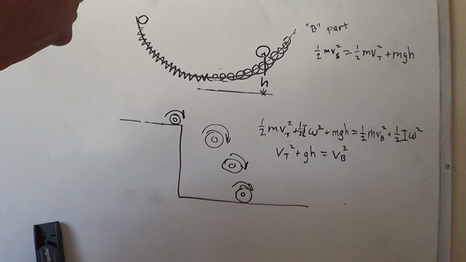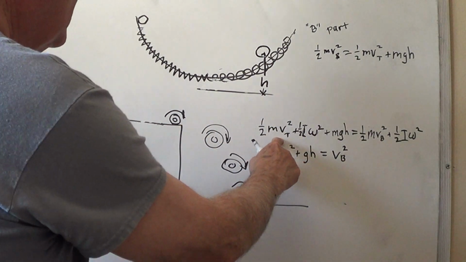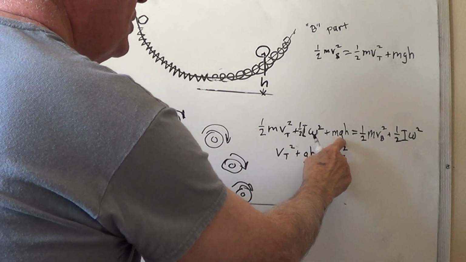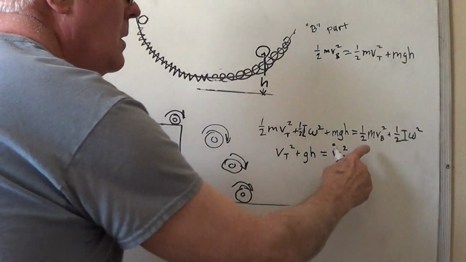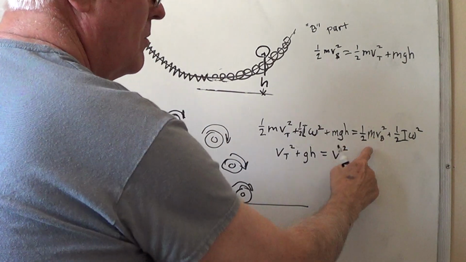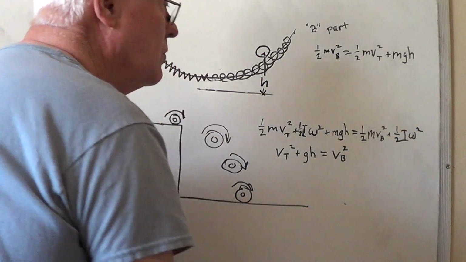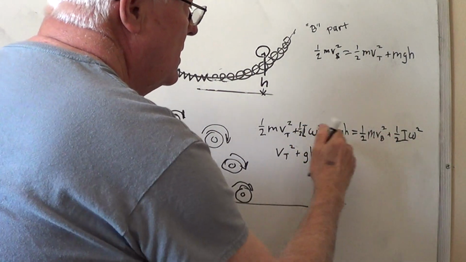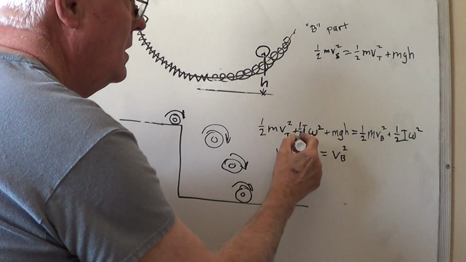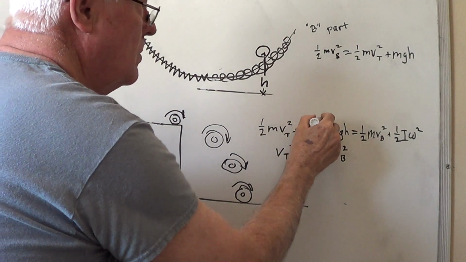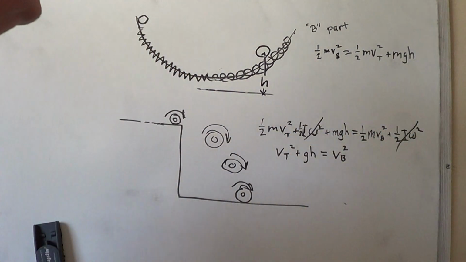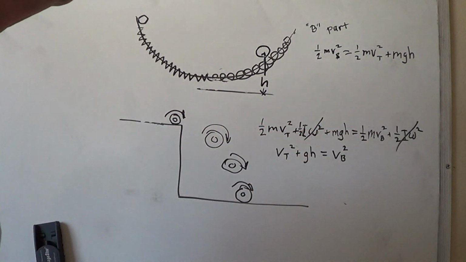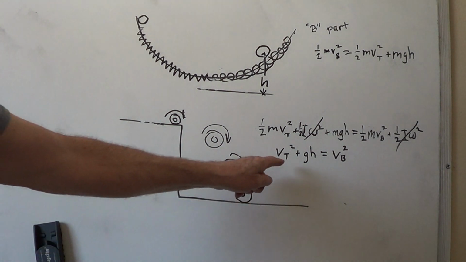Now we write the formula for that: 1/2 m velocity of the top squared plus 1/2 I omega squared plus mgh, the potential energy, is equal to 1/2 m velocity of the bottom squared plus the rotational kinetic energy at the bottom. Well, okay, cool. Well, it's still rotating at the same speed. There's no change in these rotational kinetic energies, so they cancel out. All right, and the m's cancel out, and every term's got an m, and it becomes very easy.